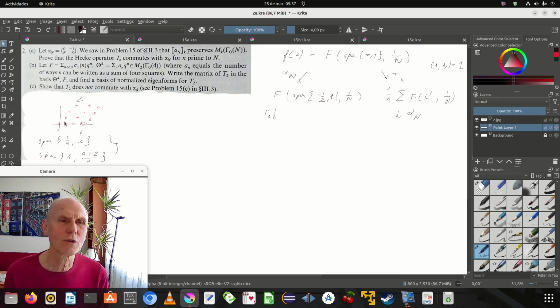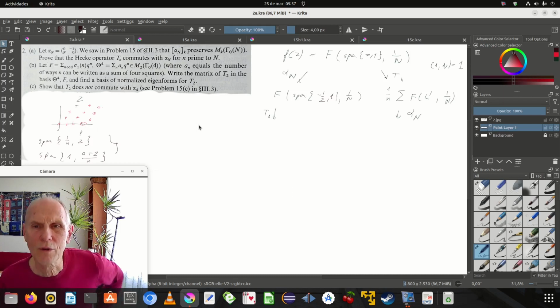Of course, there are also sublattices if n is not prime, like if it's 6, that we take each third here and each other one here. So those lattices have to be considered as well. So this only works when n is a prime.